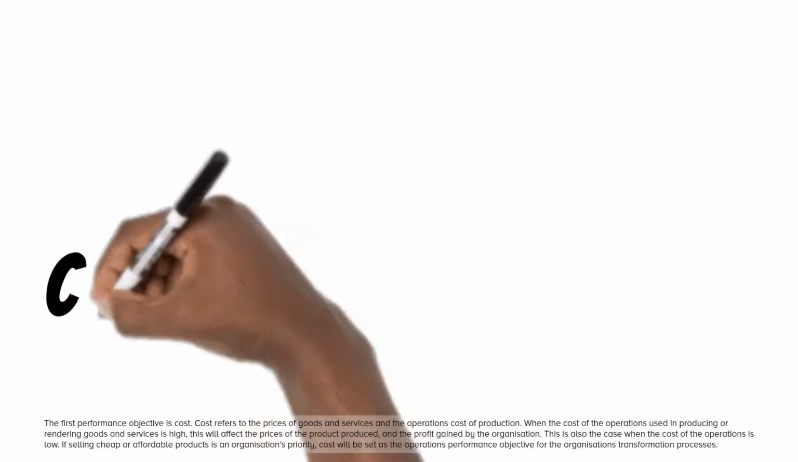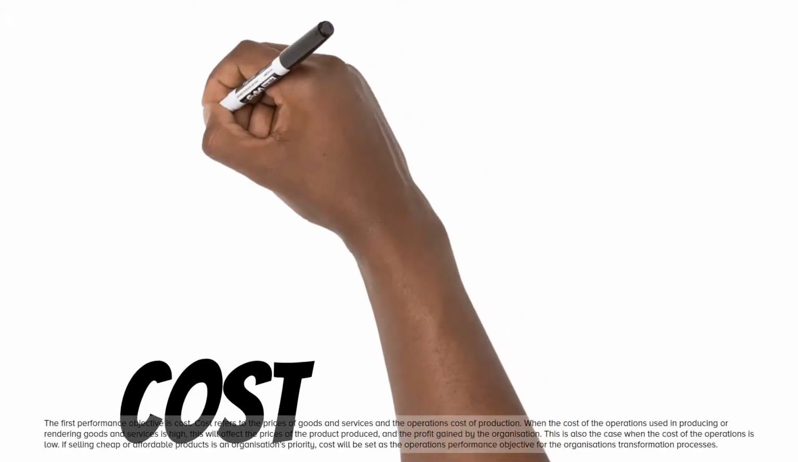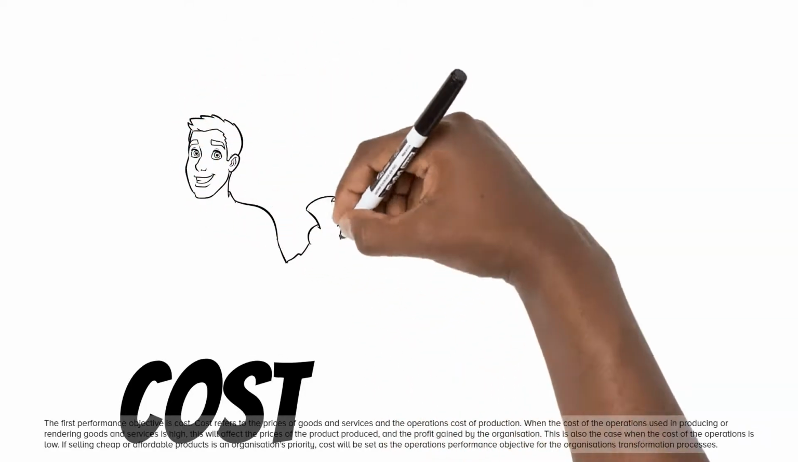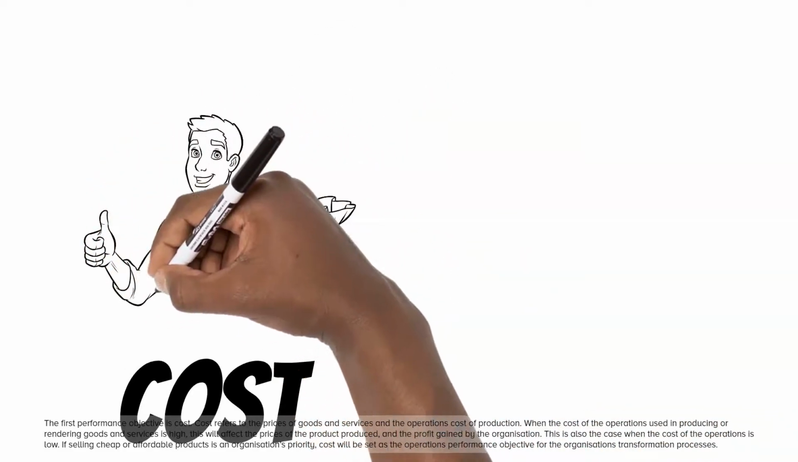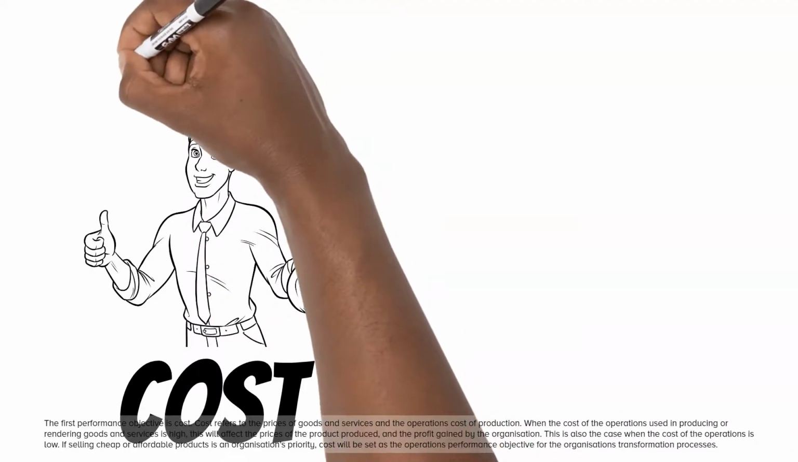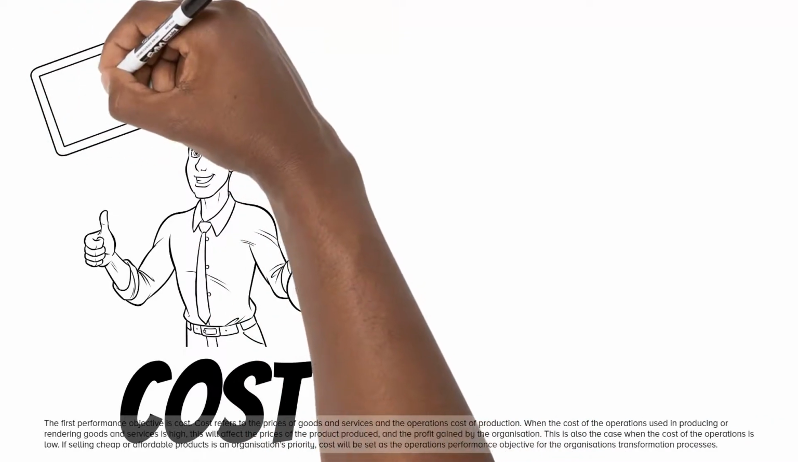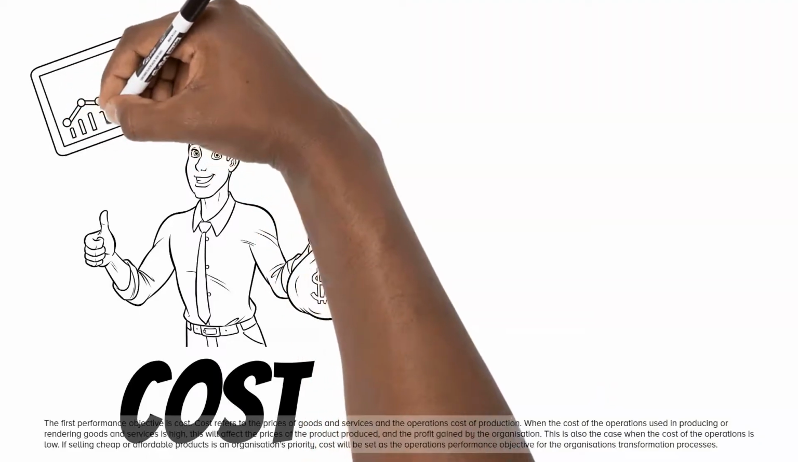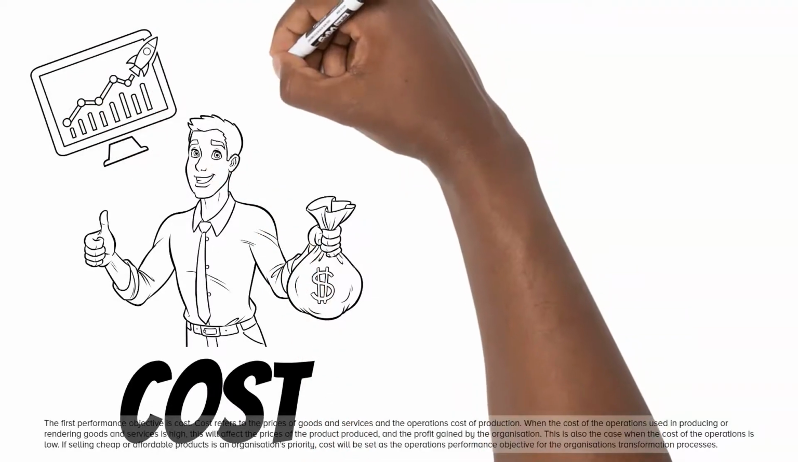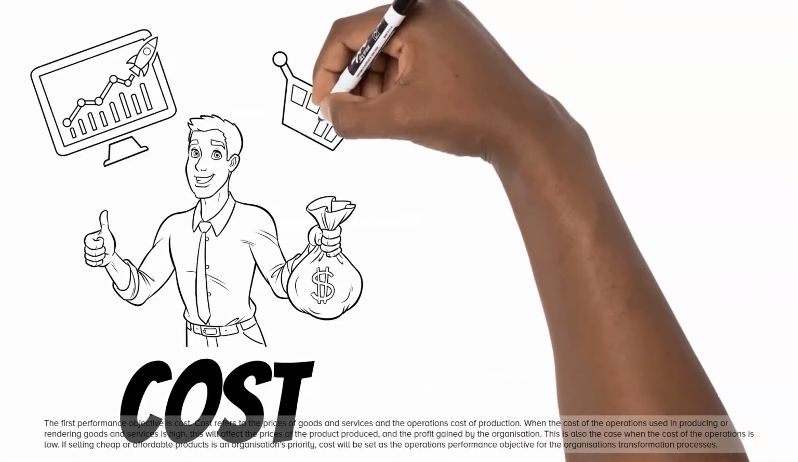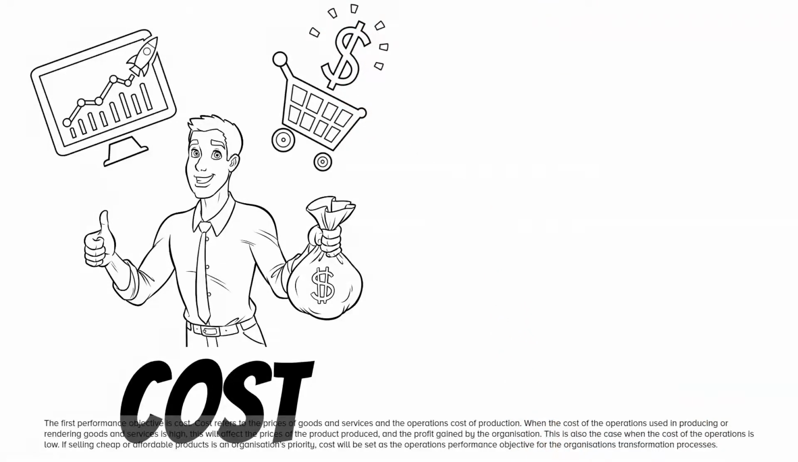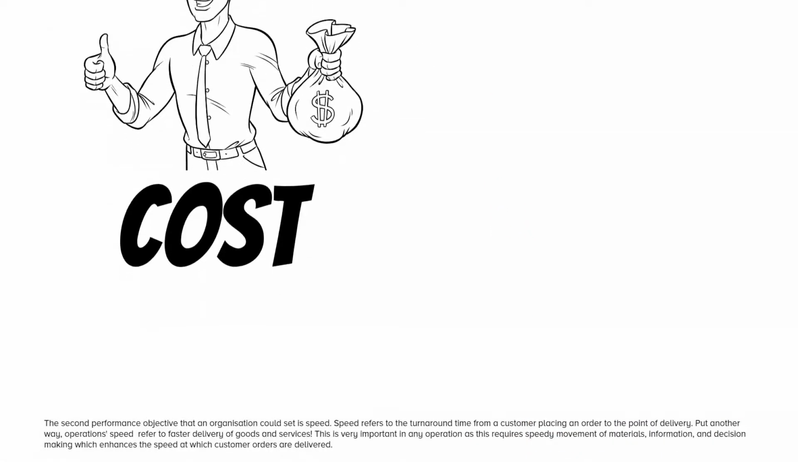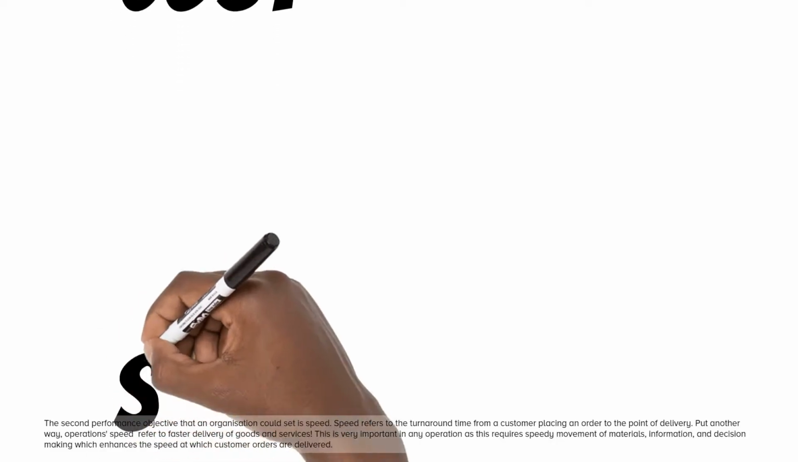The first performance objective is cost. Cost refers to the prices of goods and services and the operations cost of production. When the cost of the operations used in producing or rendering goods and services is high, this will affect the prices of the product produced and the profit gained by the organization. This is also the case when the cost of the operations is low. If selling cheap or affordable products is an organization's priority, cost will be set as the operations performance objective for the organization's transformation processes. The second performance objective that an organization could set is speed.